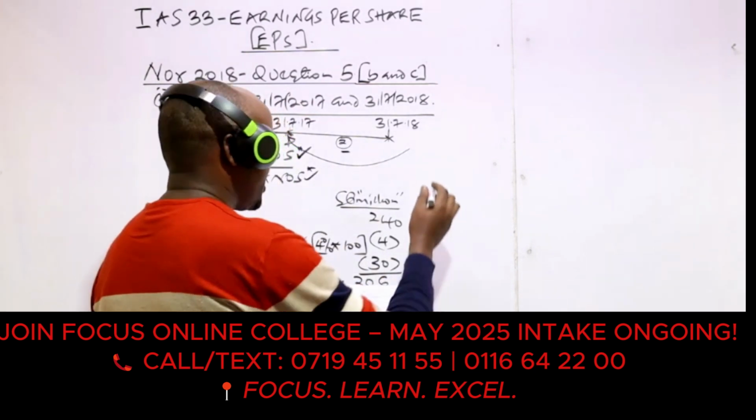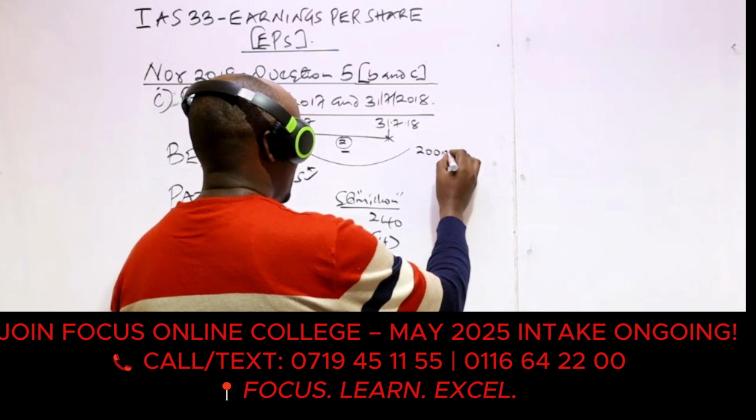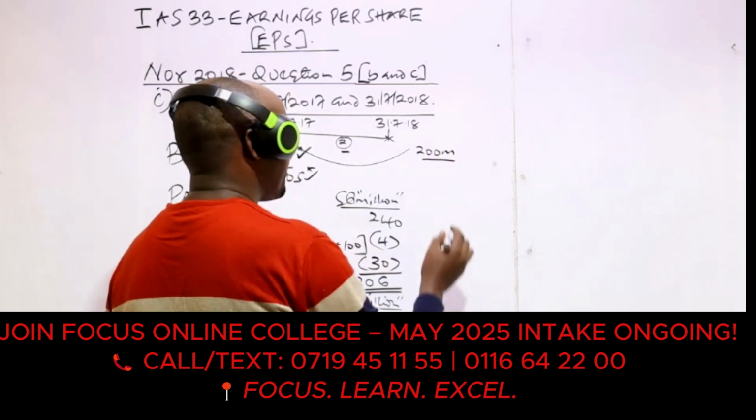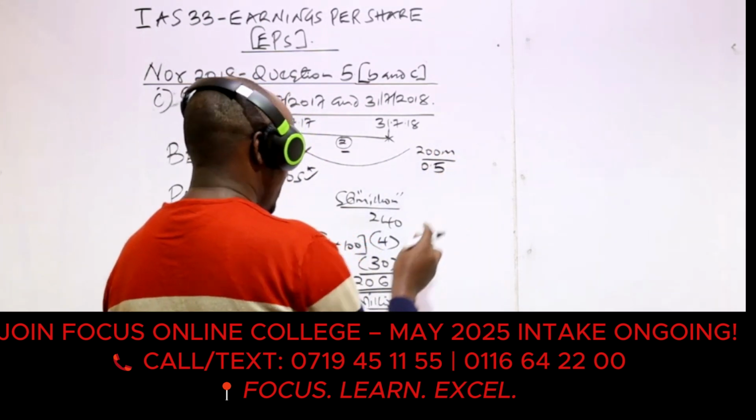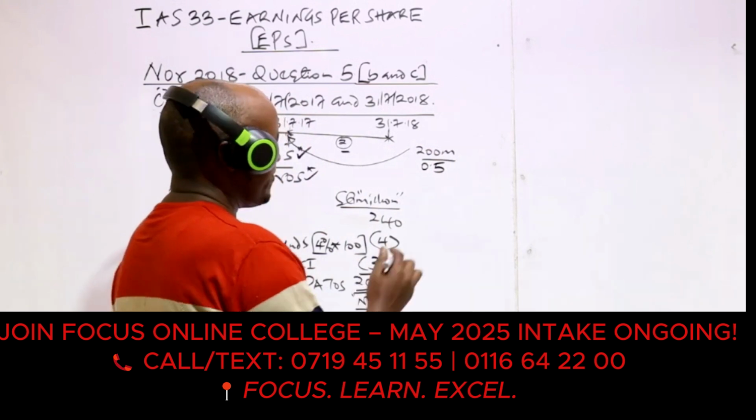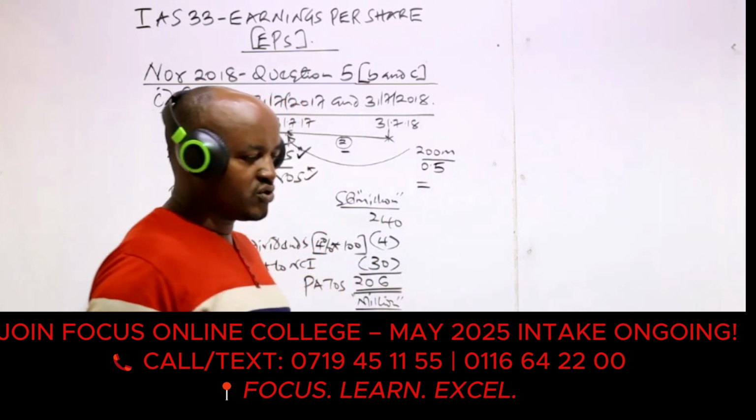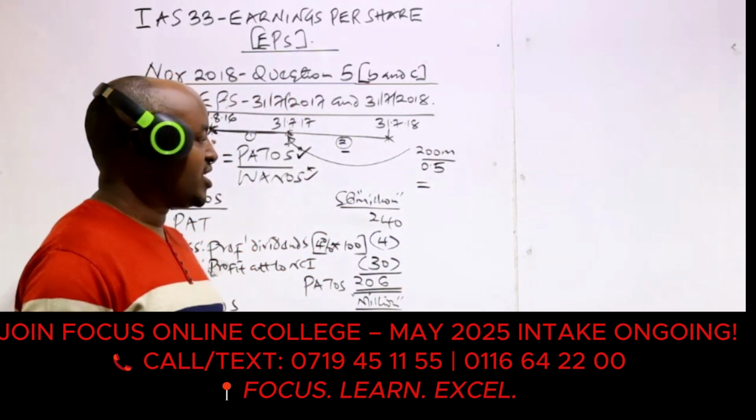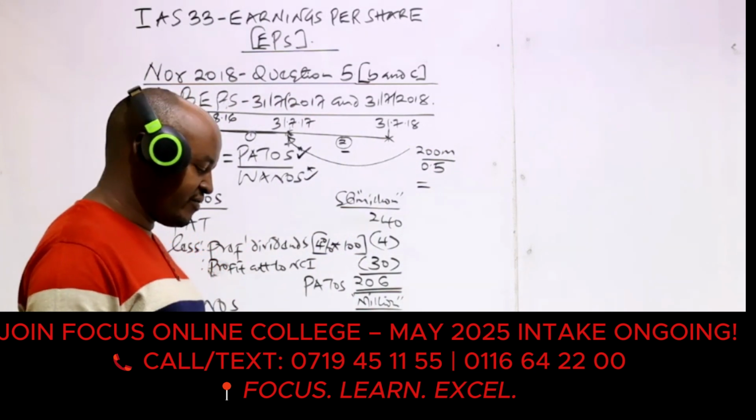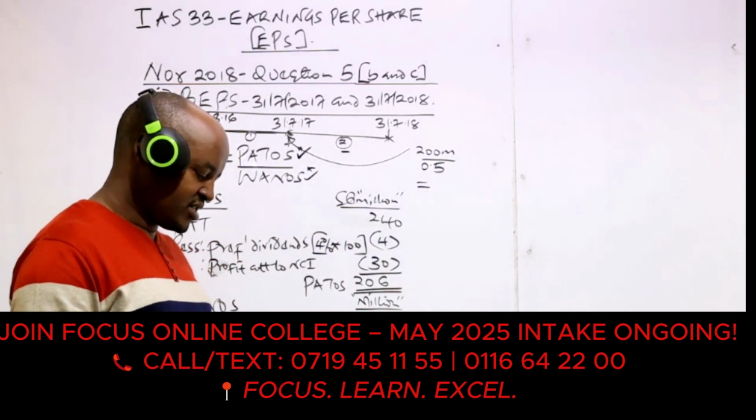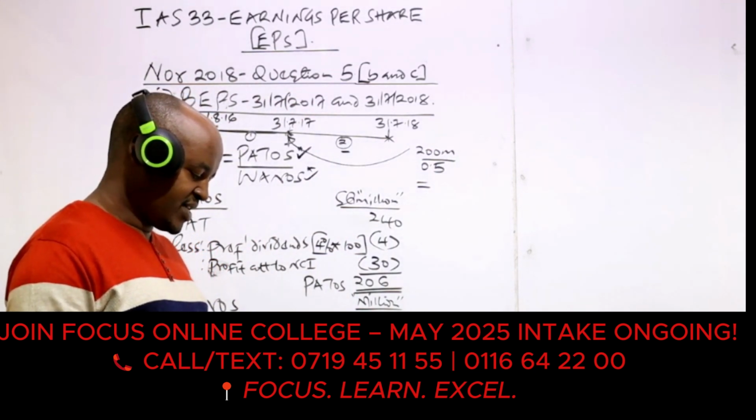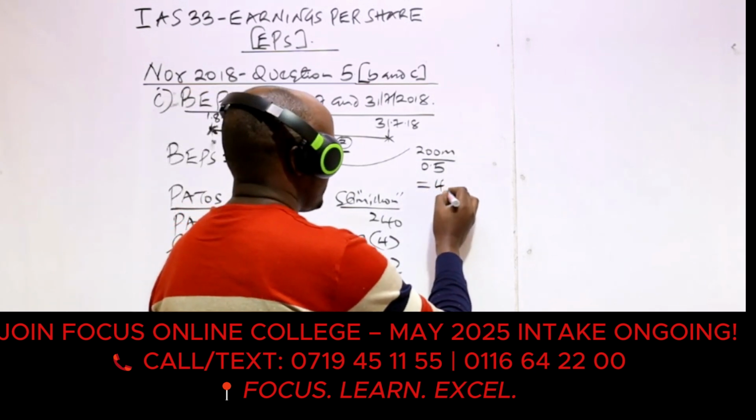Because how do we determine that? We take the equity share capital of the company at the end of the year, we divide that with par value per share. The par value per share, we have it there as 0.5. So what this will give us are the shares which were issued by the company at the end of the first year. So we have 200 divided by 0.5. So this will give us 400 million.